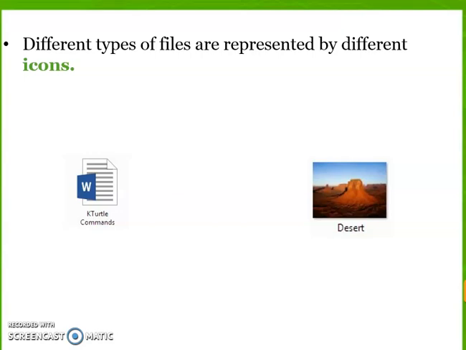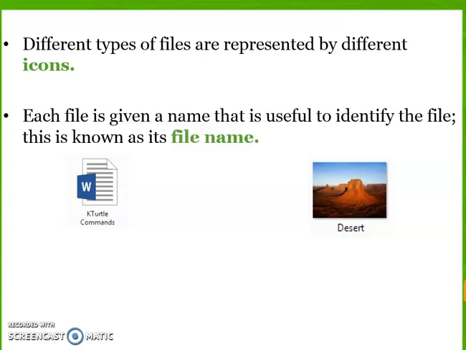Different types of files are represented by different icons. Every type of file is represented by a different icon. Like this is an image, the desert image. This is a different type of icon, and a file, a KTurtle command file, a Word file. So they have different types of icons. Their difference shows that they are different types of files.